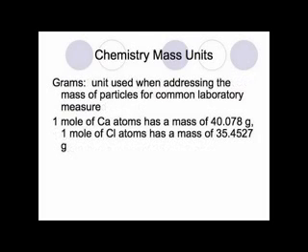The mass unit in chemistry that we're most familiar with and will use most often, especially in terms of laboratory work, is the gram. And again, when we're talking about 1 atom of calcium, it's 40.0788 atomic mass units. When we're talking about 1 mole of calcium atoms, which is the same as 6.02 times 10 to the 23rd calcium atoms, that would have a mass of 40.078 grams. And 1 mole of chlorine atoms would have a mass of 35.4527 grams.